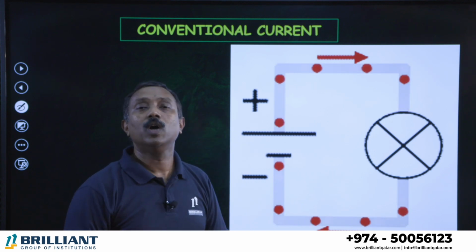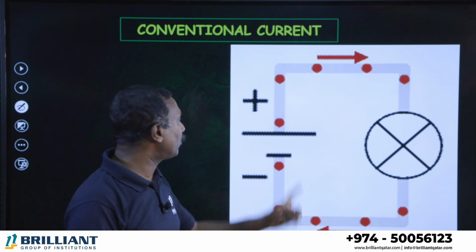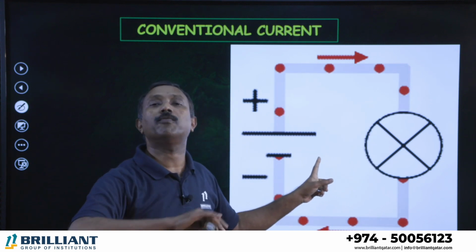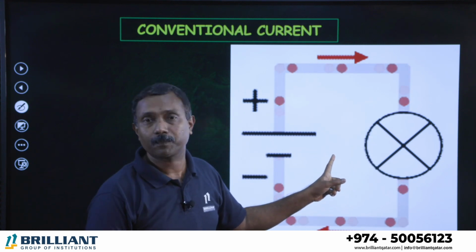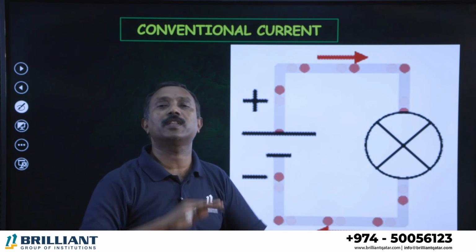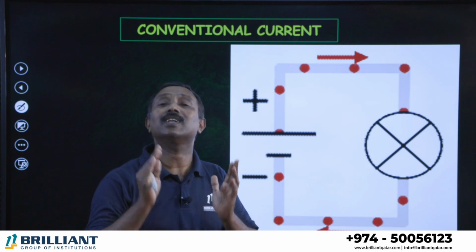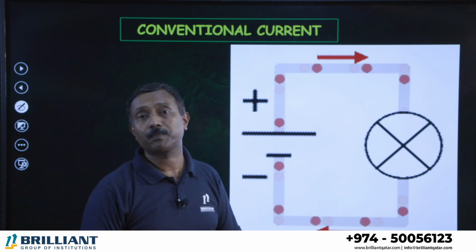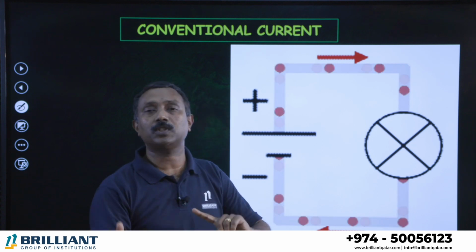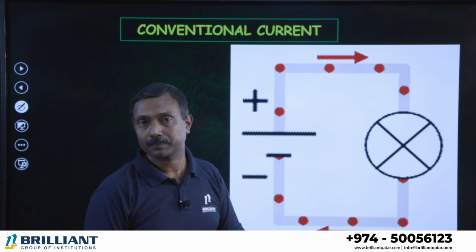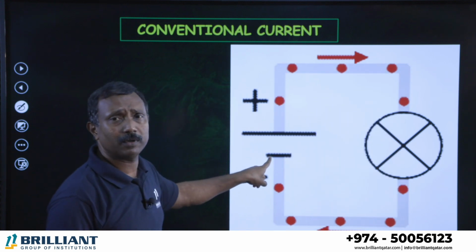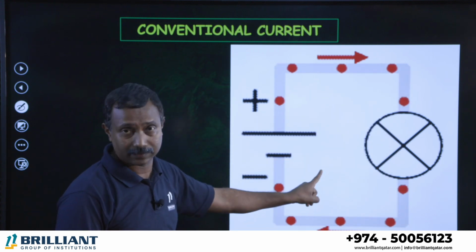But still now, we are using the same concept of conventional current, and the conventional current simply represents the flowing direction of the positive charges. So the direction of the conventional current is quite opposite to that of the negatively charged electrons through the circuit. So don't forget, the direction of the conventional current is opposite to that of the electronic current. And it is from the positive terminal of the cell to the negative terminal through the external circuit, like this.